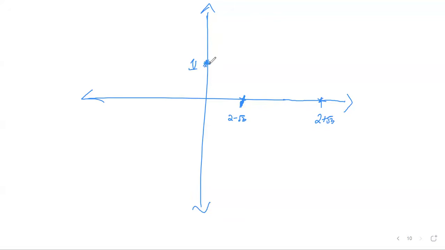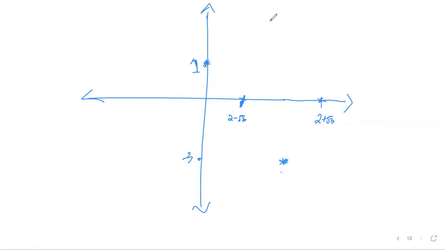Our turning point is 2 on the x and -3 on the y. So 2 should be somewhere in between the intercepts, and -3 on the y. Okay, so I'm ready to sketch my graph.